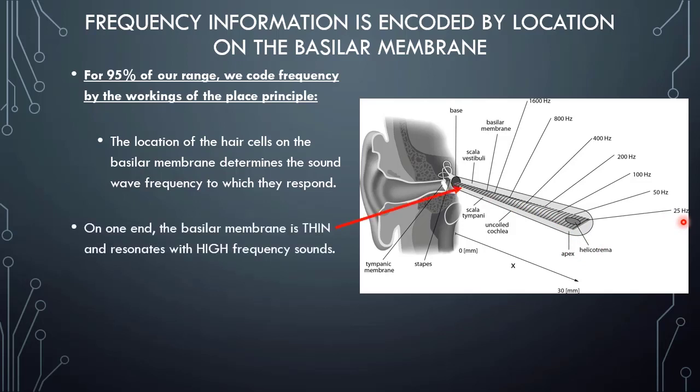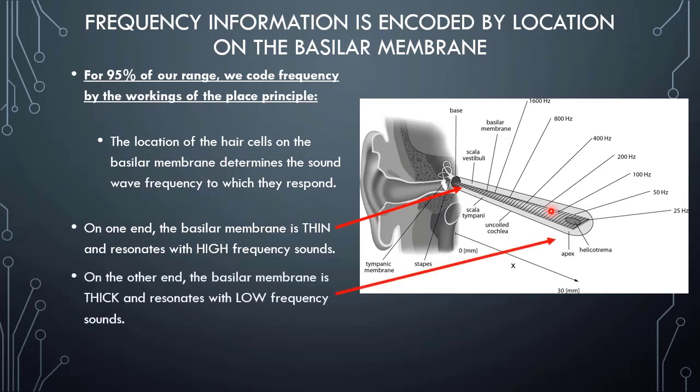The reason that this works is that the basilar membrane up here, right at the beginning of the cochlea, is very thin, and so it can respond to high frequency sounds really easily, but it responds kind of poorly to low frequency sounds. And on the other end, the basilar membrane starts to get thick, and it responds better to low frequency sounds, again right near this apical end.